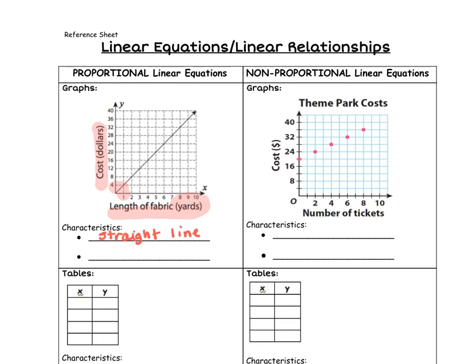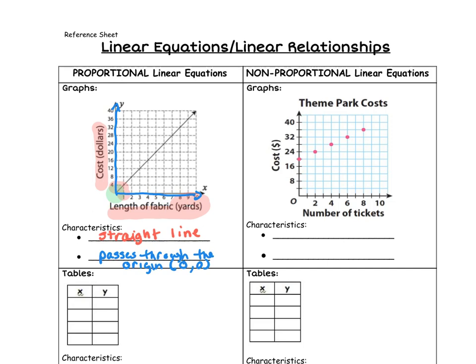But the main part that's important about a proportional relationship is that the line starts right there, and that point is known as the origin. Okay, it passes through the origin. And if you're unclear what the origin is, it is a point on a graph, 0, 0. So 0 for the x-axis, and 0 for the y-axis. So that's our starting point.